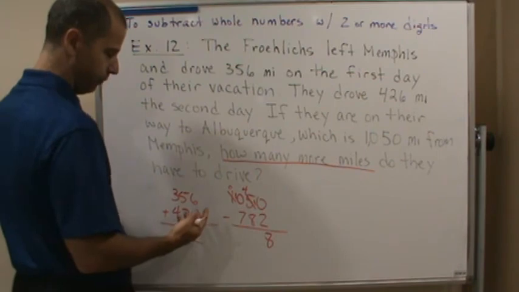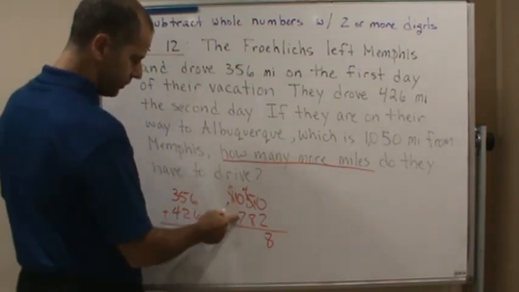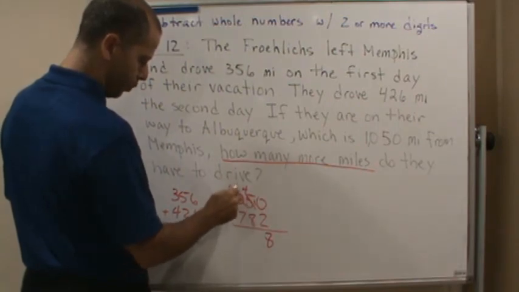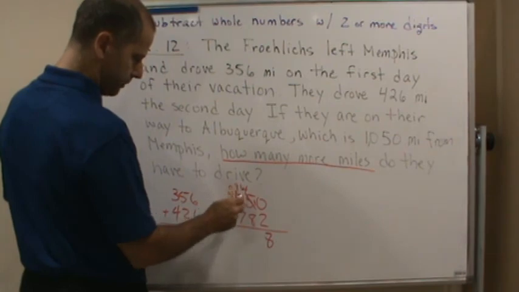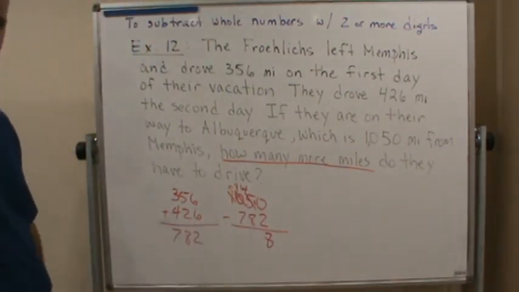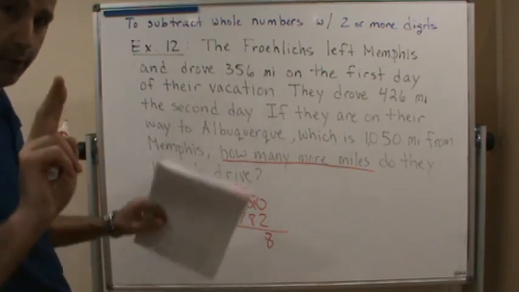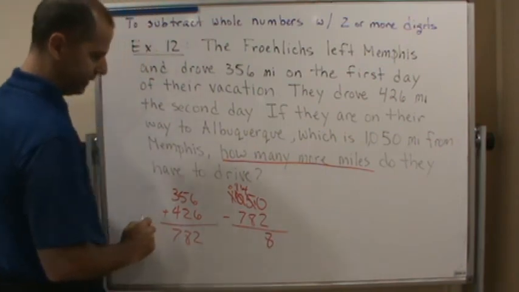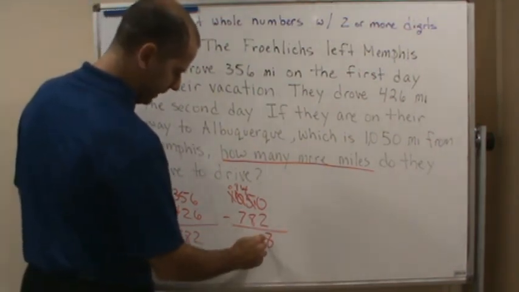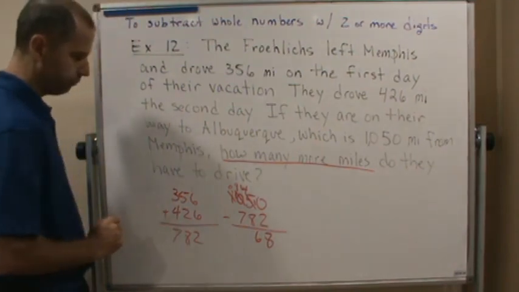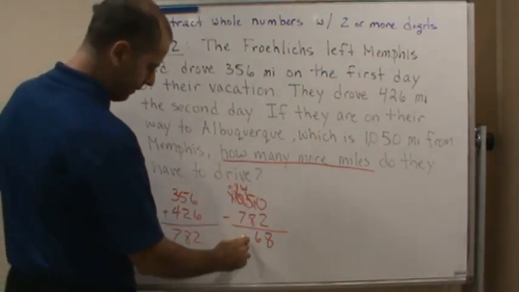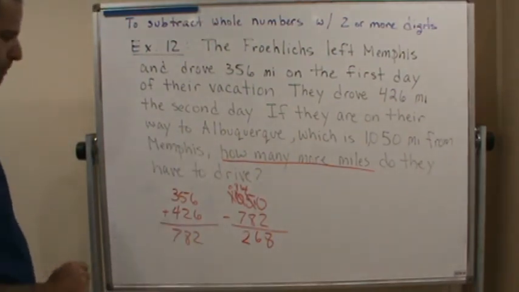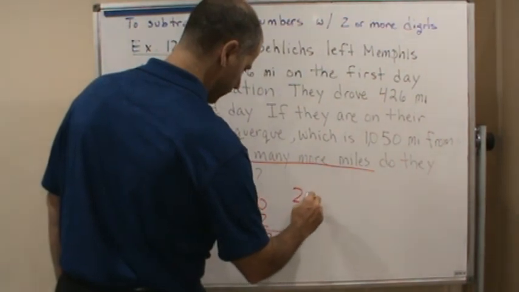So regrouping. Now I'm not going to subtract yet, because I need to borrow from this 10 so that now I can subtract 1. And now this 4 becomes a 14. So sometimes you're going to have to borrow twice. Now I'm going to take 14 minus 8, which gives me 6. And now I'm going to do 9 minus 7, which is 2. And so the answer is 268 miles left to go.